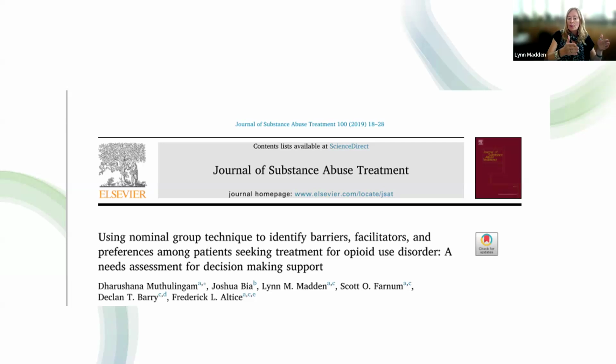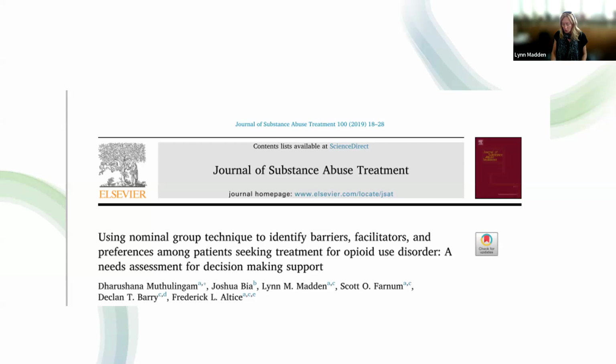What do the people who we now call patients, really, what are they thinking about their choices when it comes to treatment for opioid use disorder? How do you help them organize their thinking in ways that are more informative, perhaps, than the mythologies that abound, as I was just talking about? Here's a paper that uses nominal group technique to actually do that, right? So there's a lot of ways of doing that.